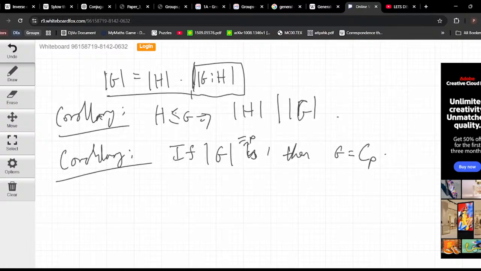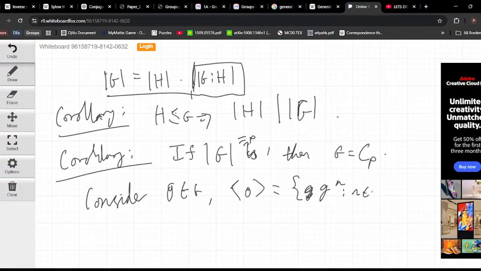Now, why is this true? Well, consider a non-trivial element g in G. Then if you look at the subgroup generated by g, which is defined as the set of all g to the n, where n is a natural number, so it's just e, g, g squared, g cubed, until we hit the order, let's say p minus 1. So it's just this set. Well, this forms a subgroup. You can easily check that.